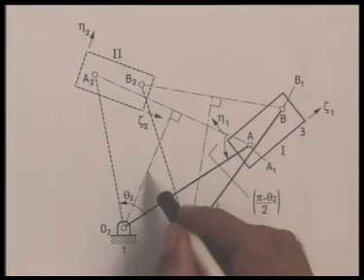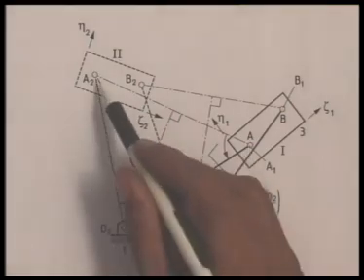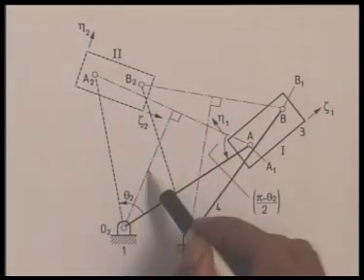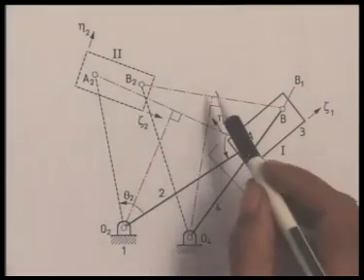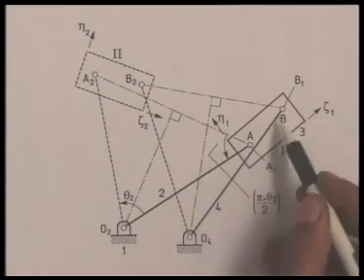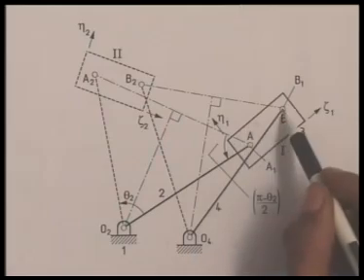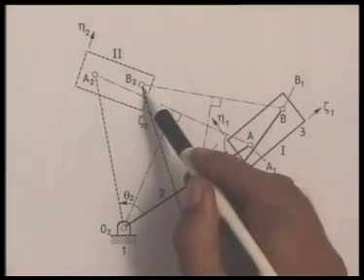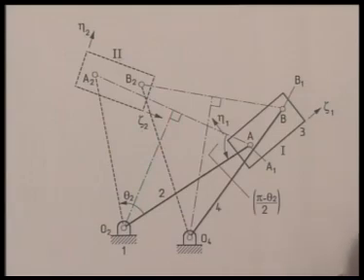Anyway, if I choose O2 here, then O2A will be same as O2A2. That means by rotating the link O2A, it will come to position O2A2. Similarly, if I choose O4 anywhere on this perpendicular bisector, O4B will be equal to O4B2. So by rotating the link O4B, B will be moved to B2. So that is the simplest solution of a two-position synthesis without any coordination with the input movement.